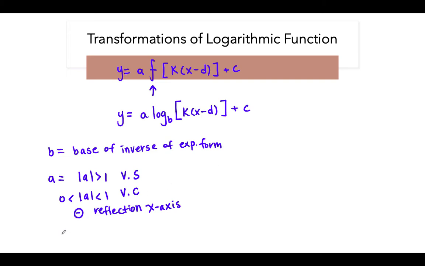Another vertical is c. C is a vertical translation. So if c is positive, greater than 0, it's going up. If c is negative, it's going down. And both of them are the vertical.